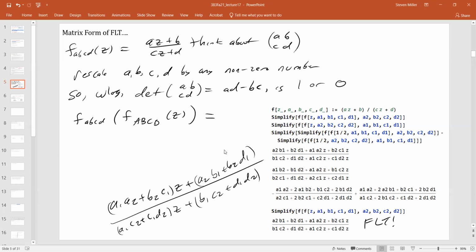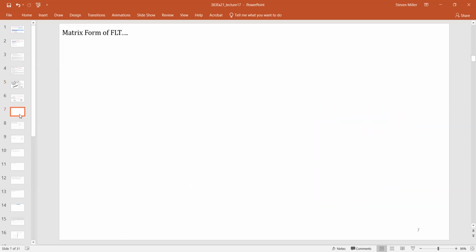So the question is, is this just equal to F of, say, alpha, beta, gamma, delta of Z? And if so, what alpha, beta, gamma, delta do you think it might be? So a great conjecture is multiply the matrices.